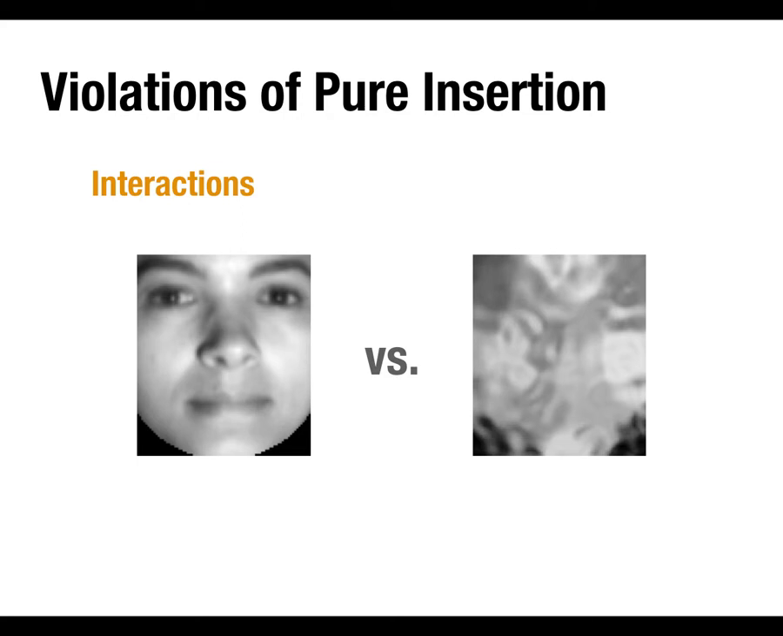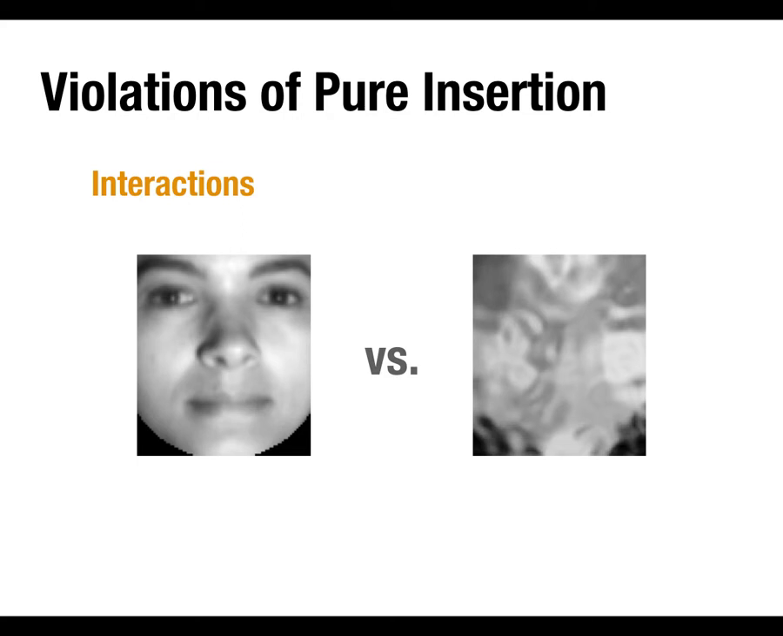And so if you're lying in a scanner and you're seeing a bunch of blurry images, you're likely to get bored and pay less attention to those images than if you've seen a bunch of faces of at least mildly attractive or interesting. They're just faces, they're interesting, right? So the level of attention you're devoting could actually contribute to the differences in brain activation you see between those things. So that would be considered a violation of pure insertion.